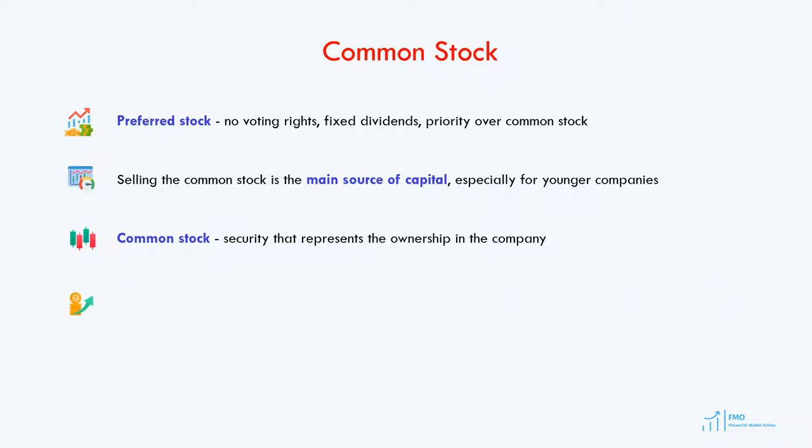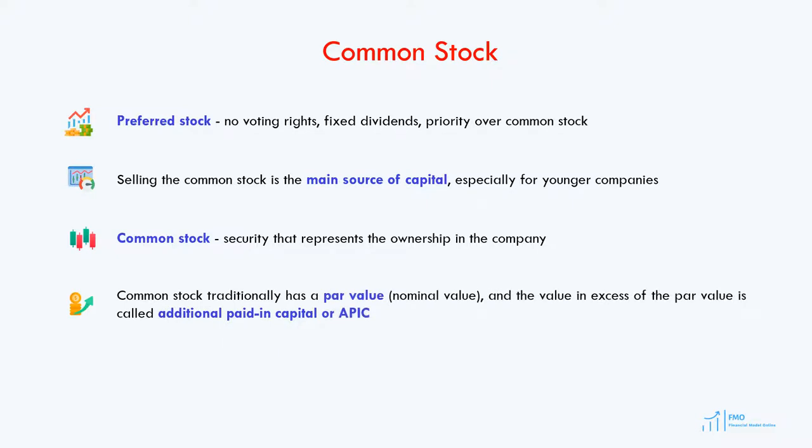Usually, common stock has a par value, which is a nominal price of the stock. This nominal price has nothing to do with the price that investors pay to purchase the stock from the company. The difference between the nominal price and the price that investors paid for the stock is recorded as additional paid-in capital on the balance sheet.